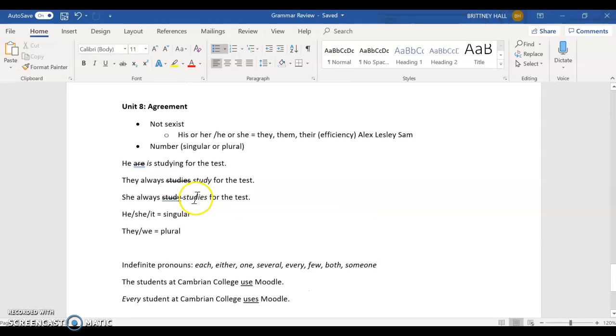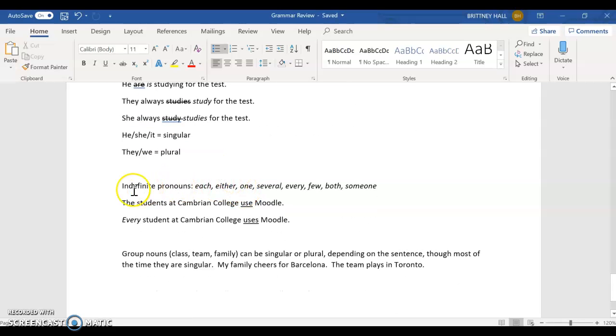But where agreement gets a bit more confusing is when we start using indefinite pronouns like each, either, one, several, every, few, both, some. This can change the sentence. You might think that when you say the students at Cambrian College, that's plural. Obviously, they use. We wouldn't say they uses.